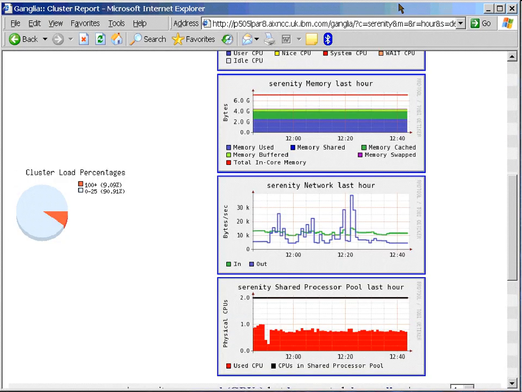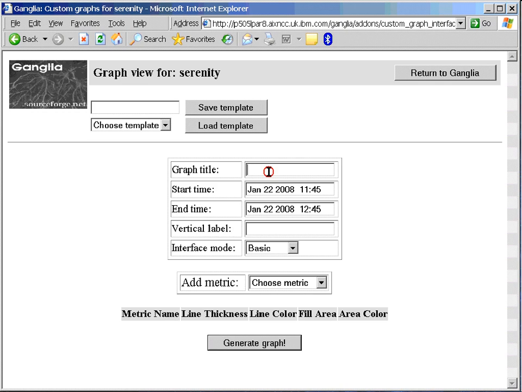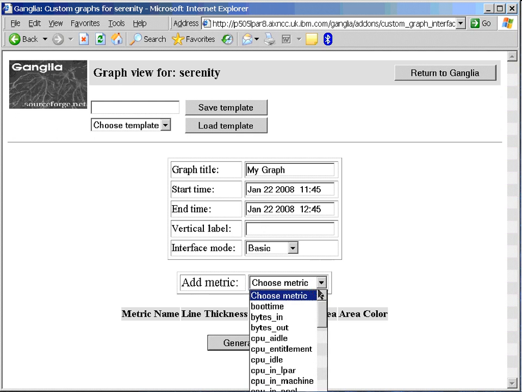Let's have a quick look now at another feature of an add-on of Ganglia called custom graphs. Here we see the graph here for network last hour, but we don't actually want to see that. We want to see what the overall I/O rate was through our network adapters. So if we go back up the top here and hit custom graph, we can decide exactly what we want to look at. Give it a name, and we can choose what we like here.